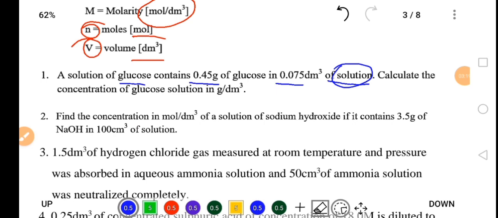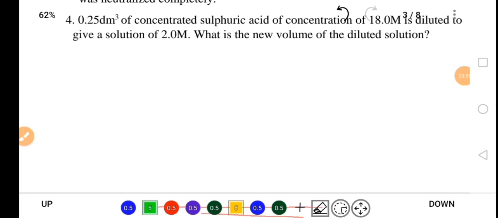This solution should not confuse you. It means solvent, same as solvent. We are calling it a solution because we have dissolved the glucose there, so it has formed a solution, and the volume will remain the same. Calculate the concentration of glucose solution in grams per decimeter cubic. They have given you their desired units, meaning you give them what they want. We are going to calculate.